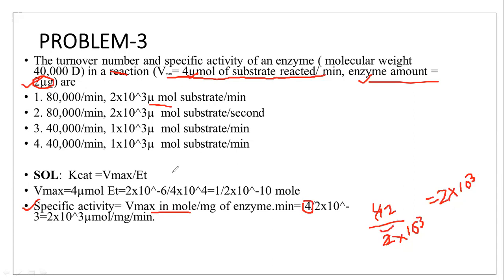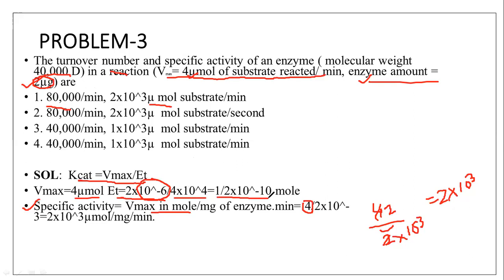Now coming to that, here also calculate the turnover number or kcat. We know kcat equal to Vmax by Et. So Vmax equal to the given 4 micromole. Now Et is the enzyme concentration, so enzyme is 2 microgram, 2 into 10 to the power minus 6 gram, divided by the molecular weight given, 40,000, which we can write as 4 into 10 to the power 4. So it will come half into 10 to the power minus 10 moles. So these are the Et values.